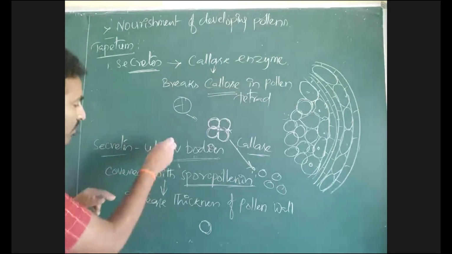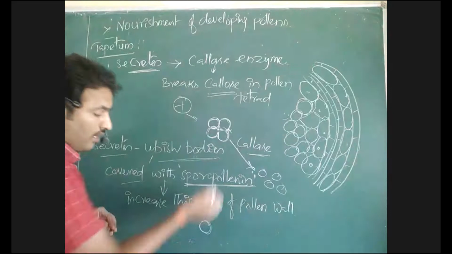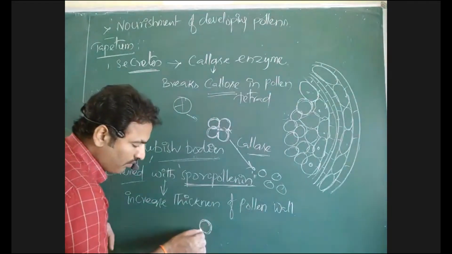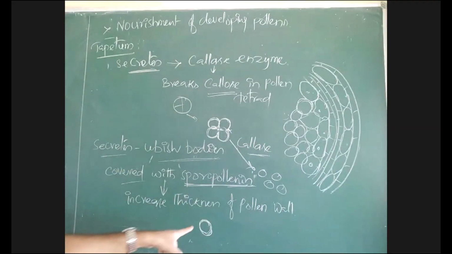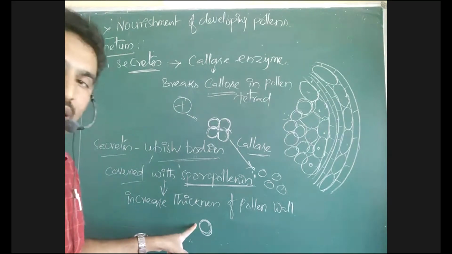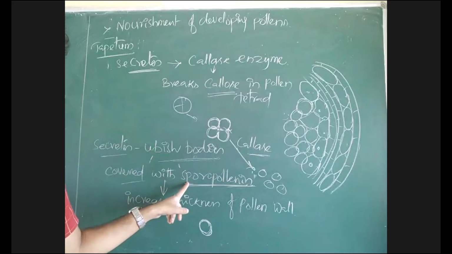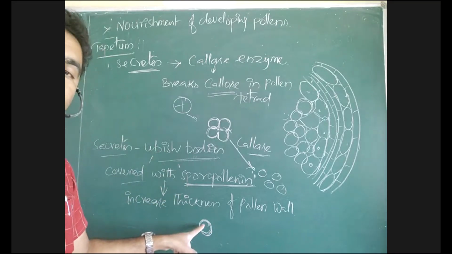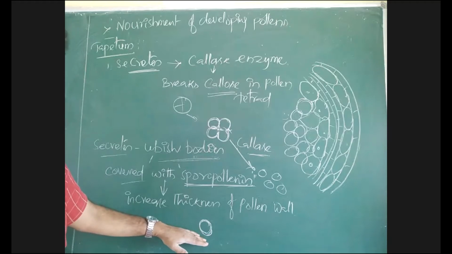That Ubisch body is covered with sporopollenin. Ubisch bodies are secreted and covered with sporopollenin. That is formed on the surface of the pollen grain as the outermost layer. The outermost layer of the pollen grain is formed with the help of Ubisch bodies and sporopollenin. That will increase the thickness of the pollen wall and gives resistance to the total pollen grain. Okay, this is the function of Ubisch bodies.